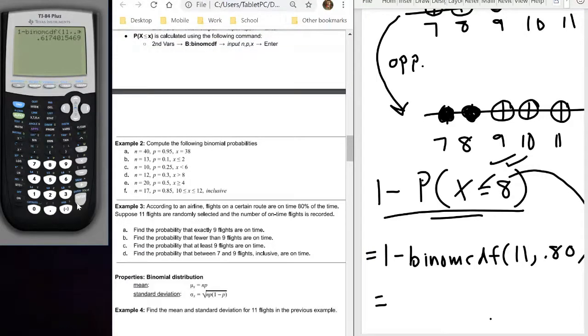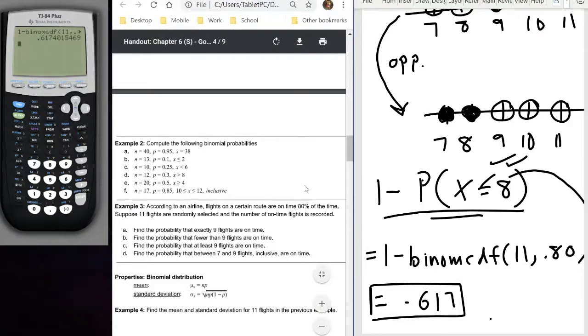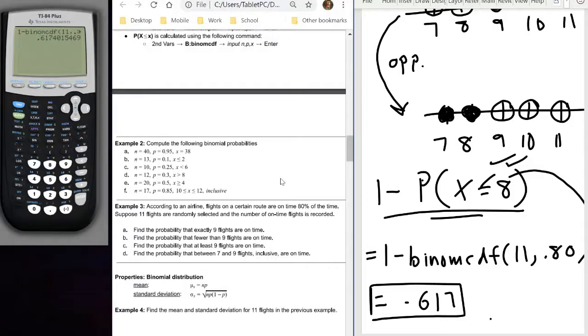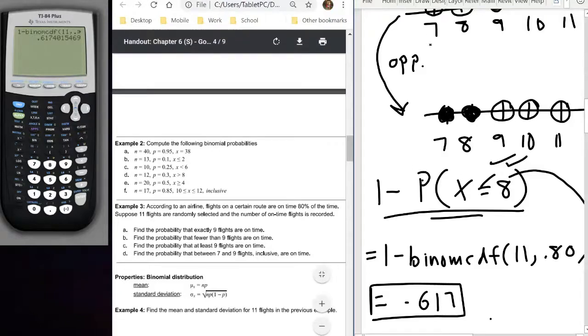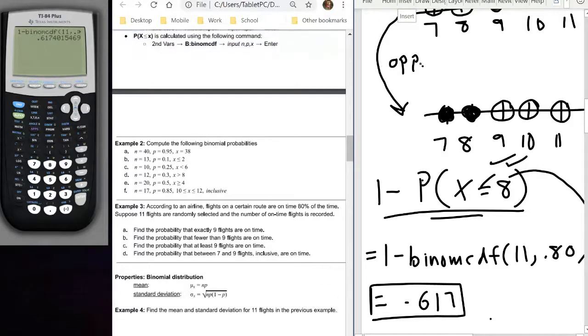And this probability of at least 9 flights on time will be 0.617. And this is a tricky one because the keyword at least flips the symbol in the opposite direction. We need it in a less than or equal to form. It has it in a greater than or equal to form. So eventually we need to flip it around. That's opposite. And opposite means complement rule, 1 minus.